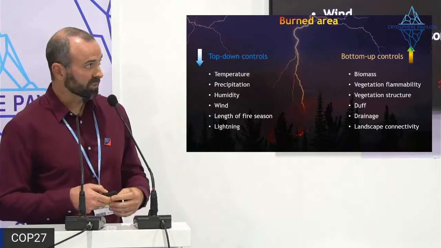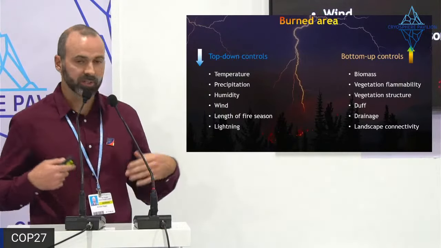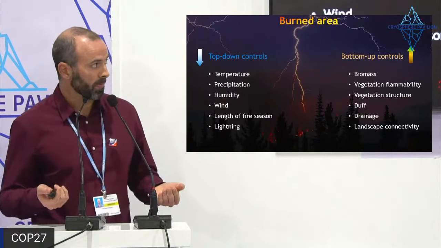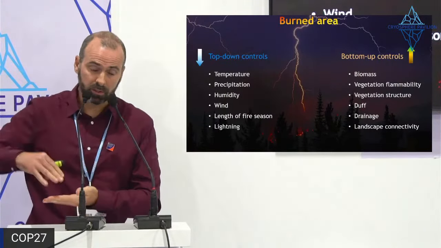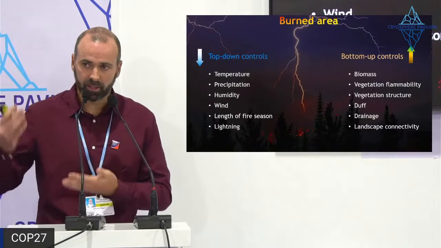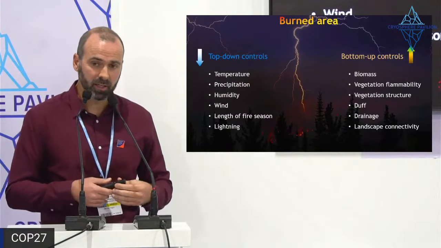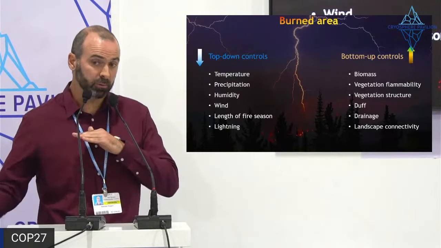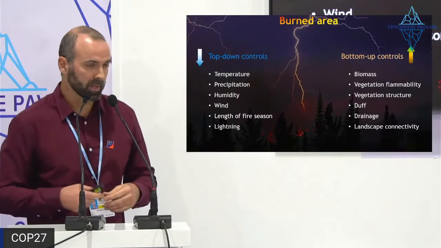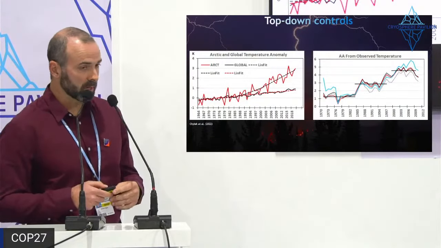On the bottom-up side, we think about things like biomass. How much biomass do we have to burn? What is the flammability of that vegetation? The structure of that vegetation, both vertically and horizontally. DUF, which is a fire science term for soil organic matter, the fibric layers of the soil. How well drained the site is governs how much below-ground fuel there is and how likely it is to dry out. And then at a larger scale, the connectivity of the landscape. So we'll start with the top-down drivers.